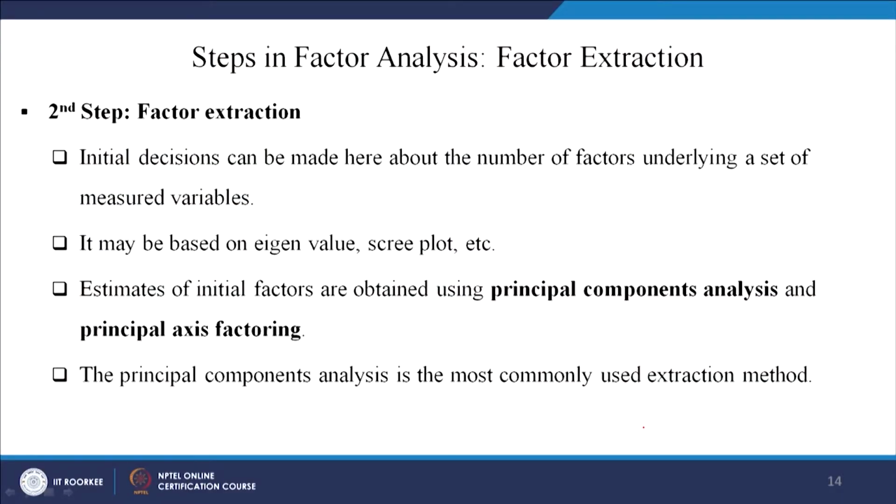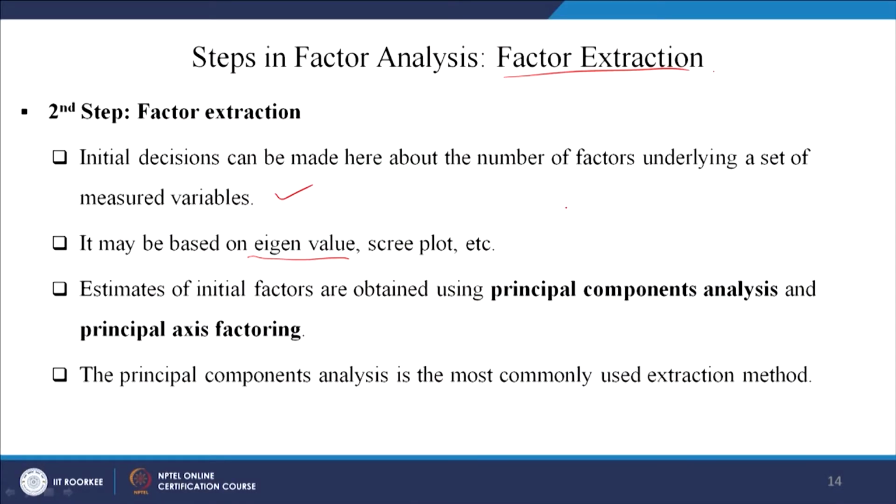Okay. Once we have done that, we come to the second step, which is factor extraction. Initial decisions can be made here about the number of factors underlying a set of measured variables. That means the researcher can decide how many factors should get generated, but this requires a lot of expertise. You should not do it blindly, saying 3 or 4 or 5 without logic. There has to be some theory or reason behind it. You can force the software to give you the number of factors, but then you should know why you are doing it.